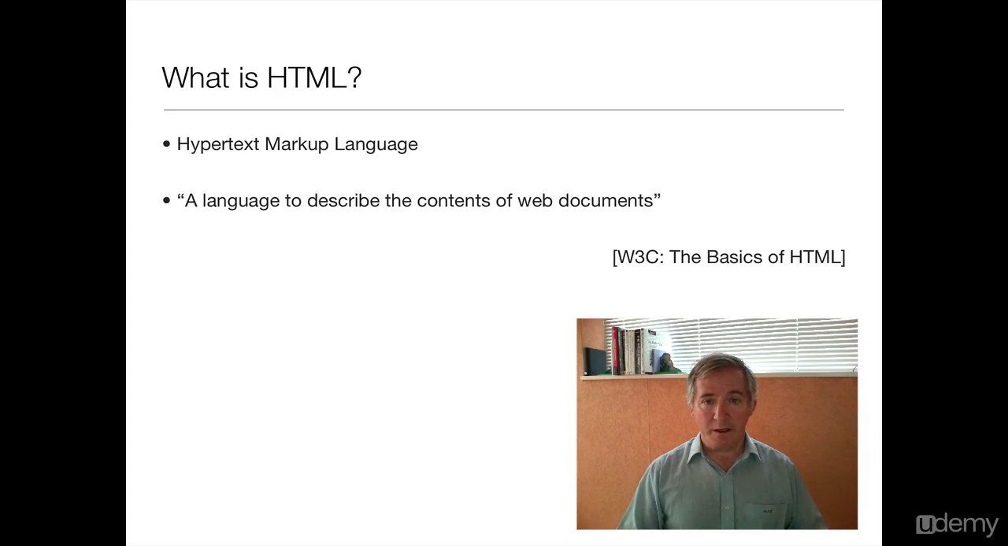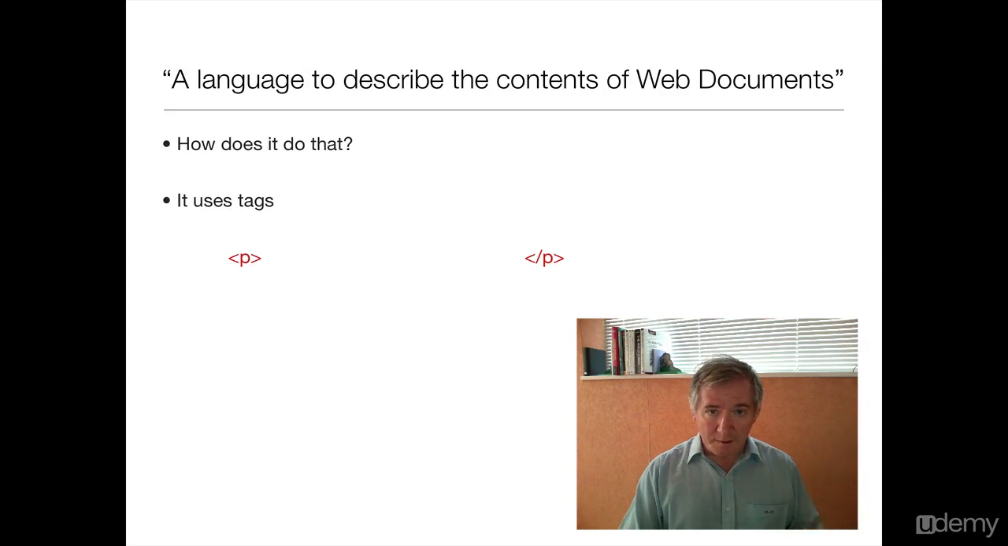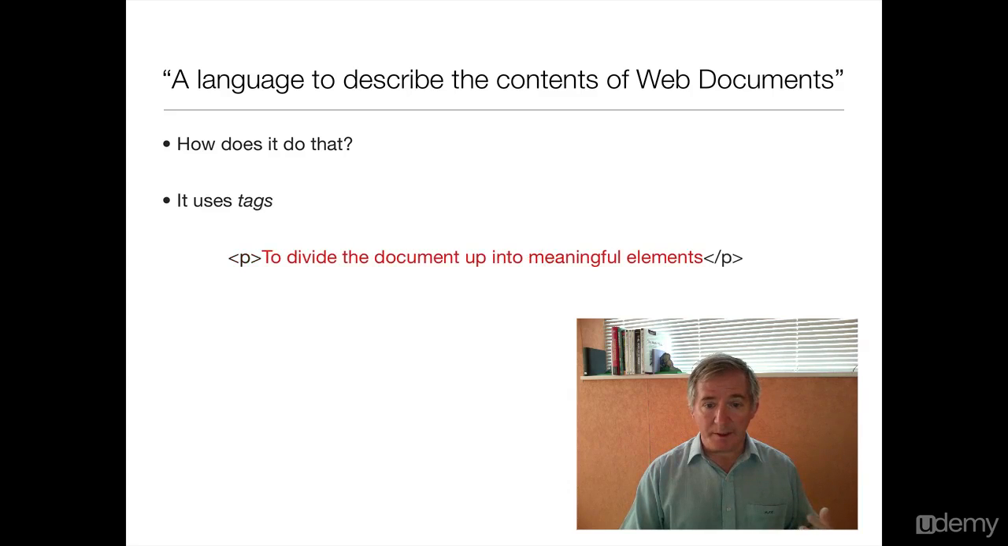You certainly won't see any executable code in the HTML documents, and in the advanced lectures which follow in a separate course to this one, neither will you see any code there in the HTML documents. HTML is pure and simple a language for describing the contents of web documents. And how does it do that? Well, again, it's remarkably simple. It uses tags to divide the document up into meaningful elements. That's two keywords there, and if you've got those two keywords, you've got the basics of HTML.